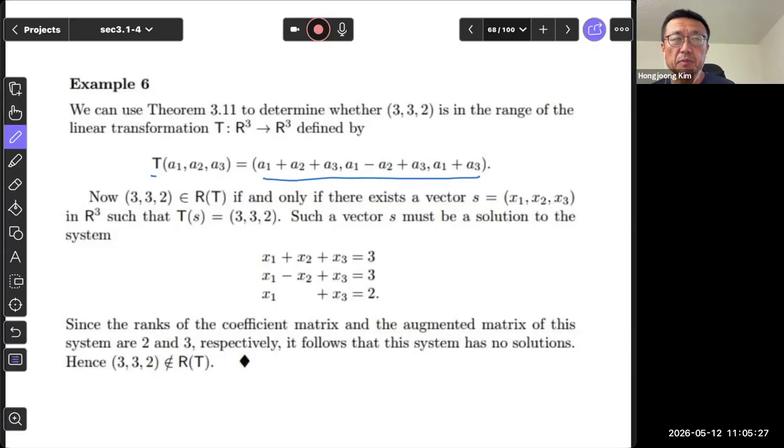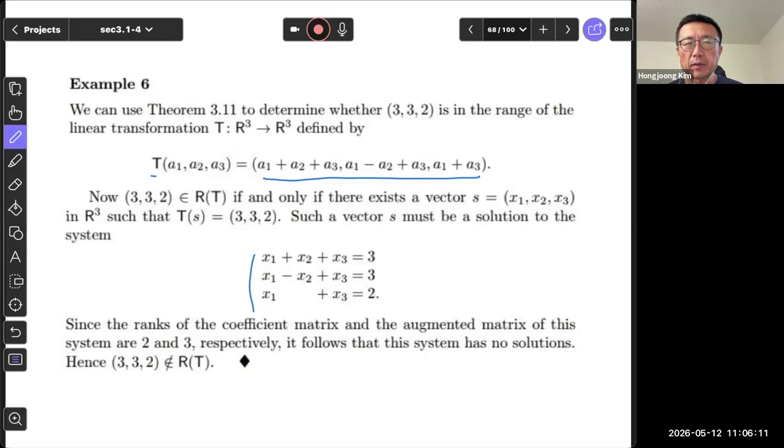And given this mapping, I want to determine whether (3, 3, 2) is in the range of this mapping. If this vector is in the range, then when I plug it in and consider this problem, the problem must be consistent. And if that is consistent, then the rank of the coefficient matrix must be the same as the rank of the augmented matrix.